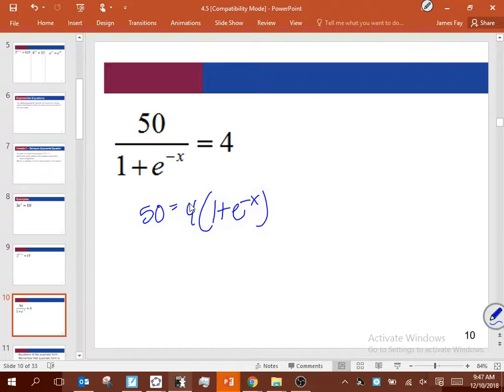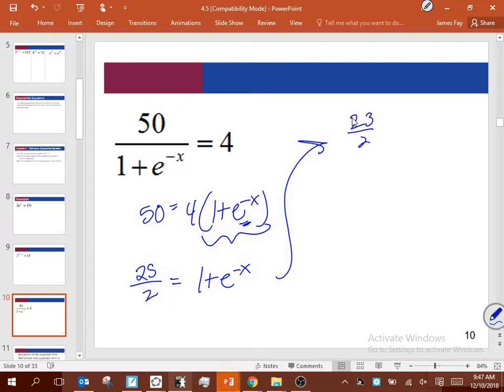Okay? Now, how do I start isolating that exponential? I want to isolate this, right? So I got to isolate the quantity that's in first. Divide both sides by 4, right? 25 over 2 is now equal to 1 plus e to the negative x. Now what? Subtract 1. So it's going to give me 23 halves. It's going to be 23 halves is equal to e to the negative x, right? Okay, I've isolated the exponential part. Now do what?